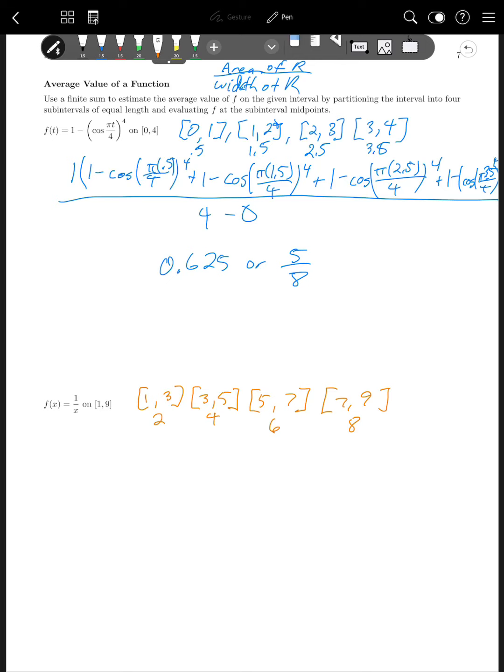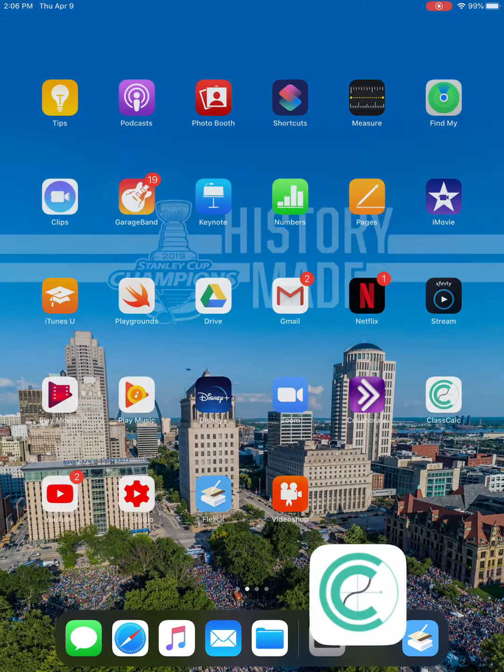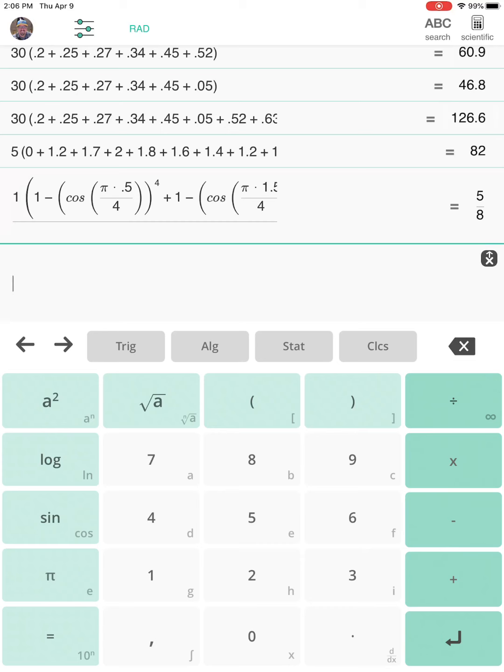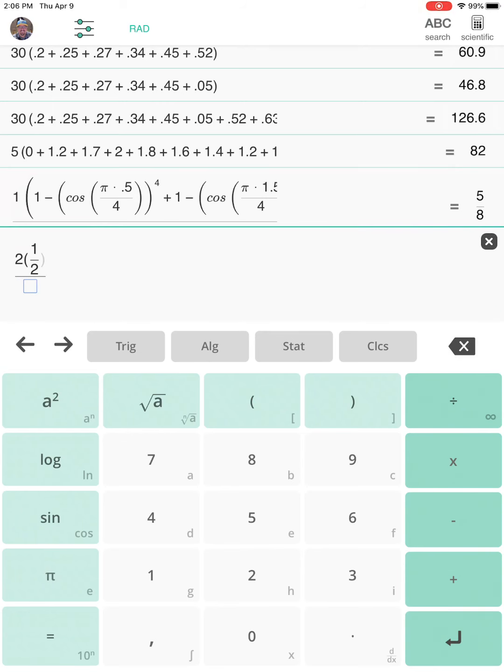Okay, so we're doing the same idea here. We need 4 regions, so if I divide 1 to 9 into 4 equal regions, I get 1 to 3, 3 to 5, 5 to 7, and 7 to 9. And so the midpoints are 2, 4, 6, and 8. And the width of each region is 2. So this would be 2 times, and then we just plug each one of these numbers into the function and add them together. So 1 over 2 plus 1 over 4 plus 1 over 6 plus 1 over 8 divided by the total width of the region, which is 9 minus 1.